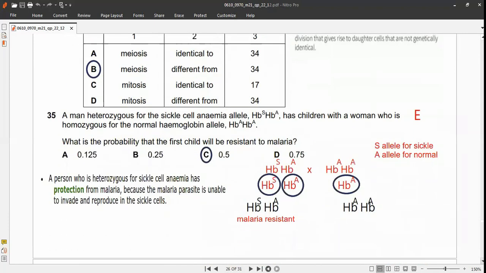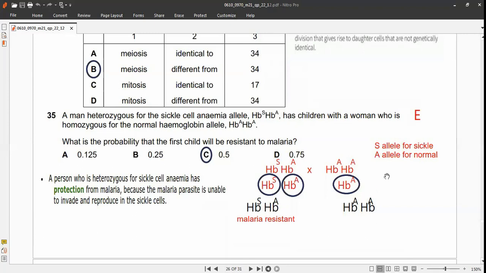A man heterozygous for the sickle cell anemia allele, HbS, HbA, has children with a woman who is homozygous for the normal hemoglobin allele, HbA, HbA. What's the probability that the first child will be resistant to malaria?